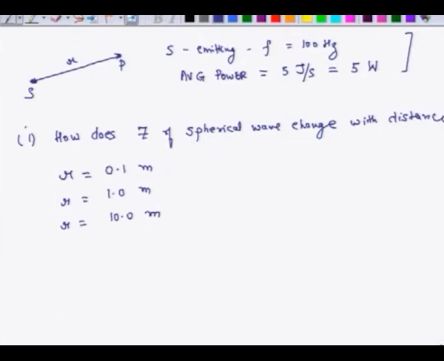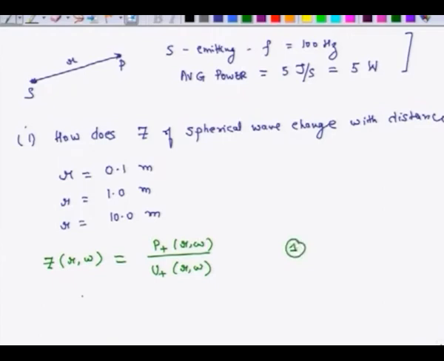Now, to do this, we know that Z, which is impedance, is a function of radius r and angular frequency omega, and this is nothing but the ratio of P plus, which is a function of r and omega, over u plus, which is again a function of r and omega. So, let us call this equation 1.